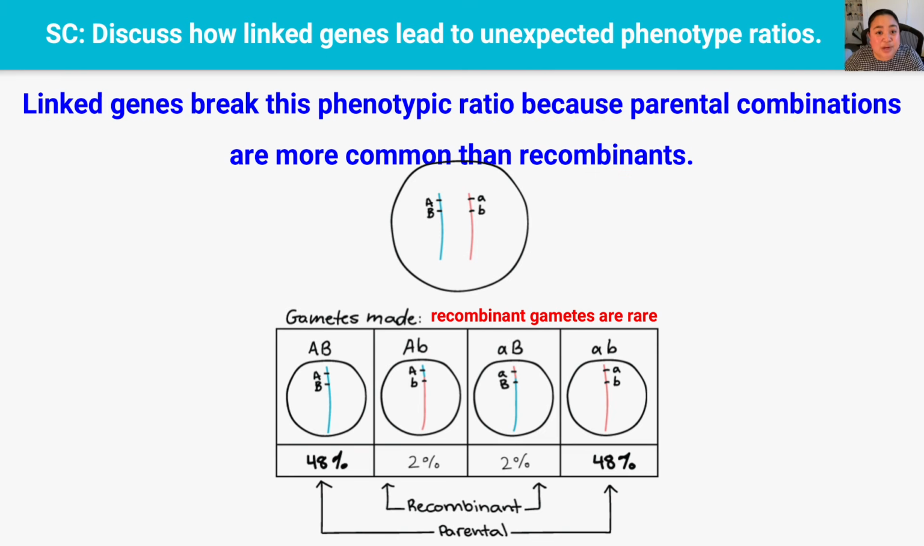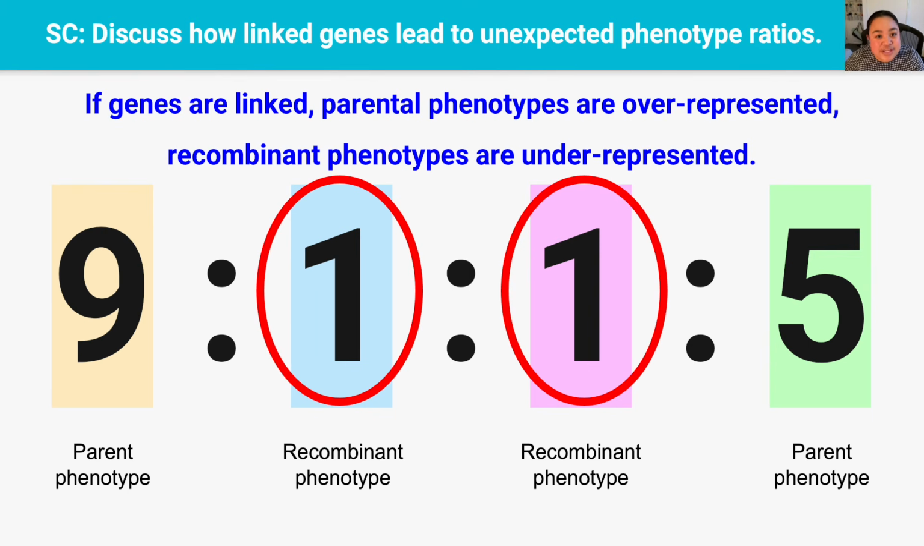But linked genes break this phenotypic ratio. If genes A and B are on the same chromosome, the original pairs of alleles seen in the parents will be more common than recombinants. The recombinants will only appear if crossing over occurs between the two genes during meiosis. The parental gametes will occur at a much higher frequency, and the recombinant gametes will occur at a much lower frequency. So if genes are linked, you would expect a phenotypic ratio of something like 9:1:5, where the recombinant phenotypes are lower than the parental phenotypes.